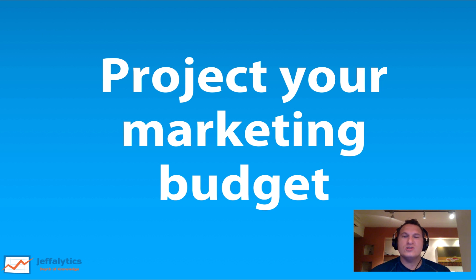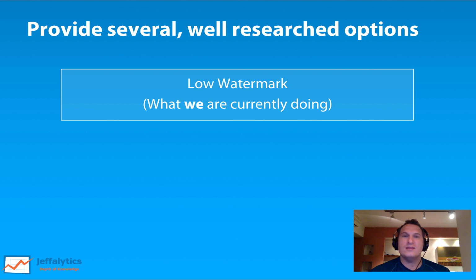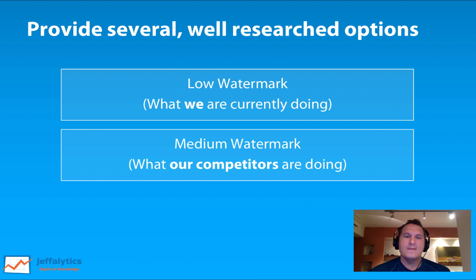And then you use it all to project your marketing budget. And when we project our marketing budget, I recommend doing the following. I recommend coming up with a low watermark as to what we think we can do if we do nothing. If we keep the same budget, what is our low watermark? And this is usually what you're actually currently doing with your marketing efforts. A medium watermark, which is where you say, what is our competition doing?